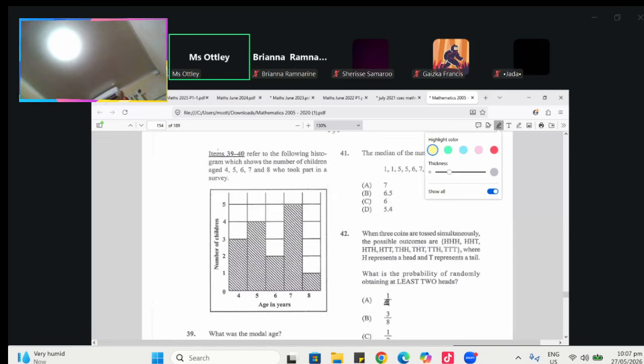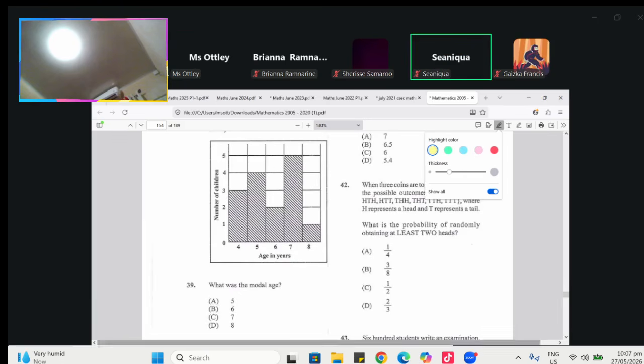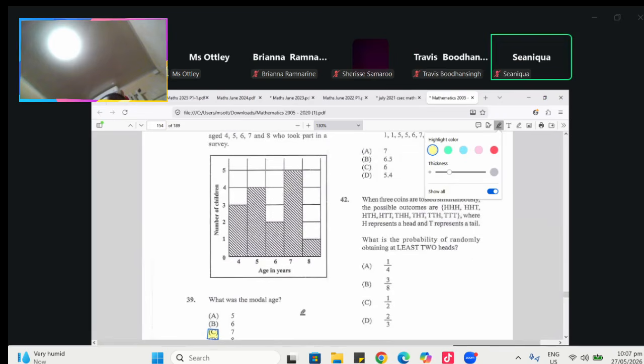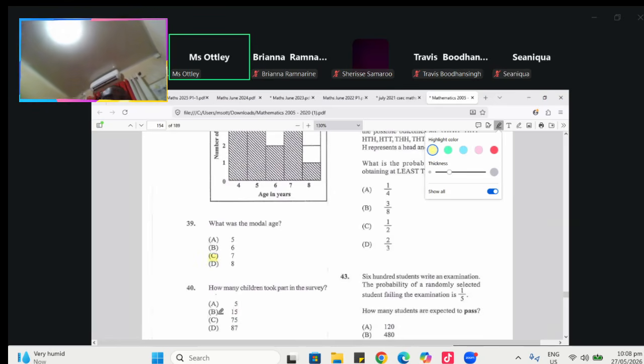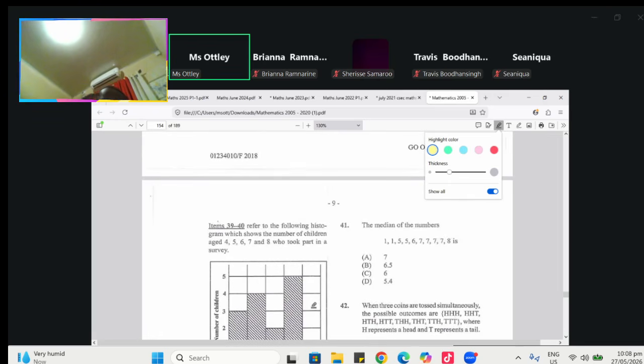Items 39 and 40 refer to the histogram, which shows the number of children aged 4, 5, 6, 7, and 8 who took part in a survey. What is the modal age? C, 7. How many students took part in the survey? B. I add up the values: 3 plus 4 plus 2 plus 5 plus 1. Number 41, what is the median of those numbers? B.